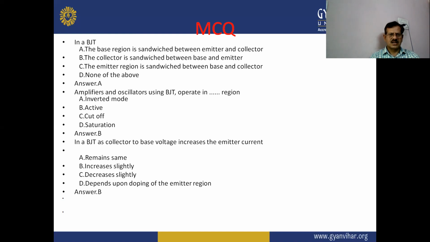So the correct answer here is option B, because when we increase the voltage across the collector and base, proportionally the emitter current also increases. So the correct answer is option B, in which the emitter current increases slightly. The emitter current depends on the voltage across the base and collector in the BJT.